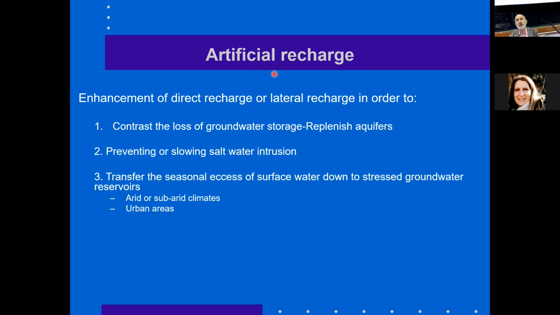What is artificial recharge? It is to recharge groundwater in an artificial way, transferring to groundwater the excess of surface water coming out from the more rainy period. And so we can enhance, increase the direct recharge or lateral recharge in order to contrast the loss of groundwater storage and replenish, recharge the aquifers, and particularly in the coastal area, preventing or slowing saltwater intrusion. Basically, the philosophy is to transfer the seasonal excess of surface water down to stressed groundwater reservoirs.